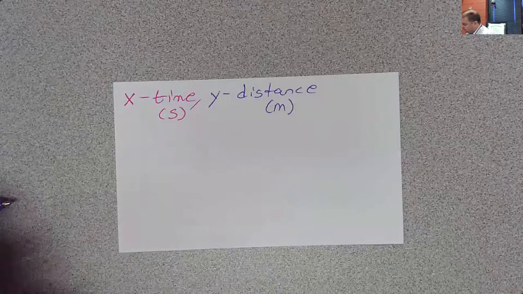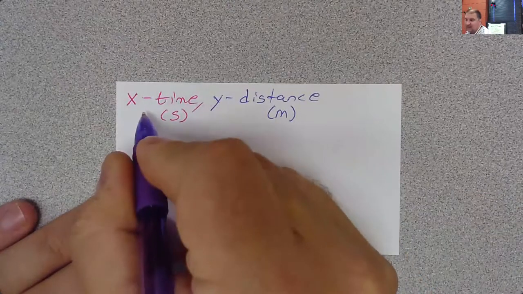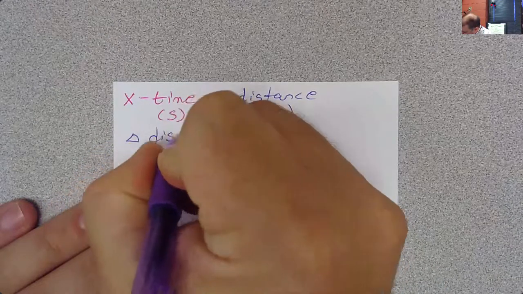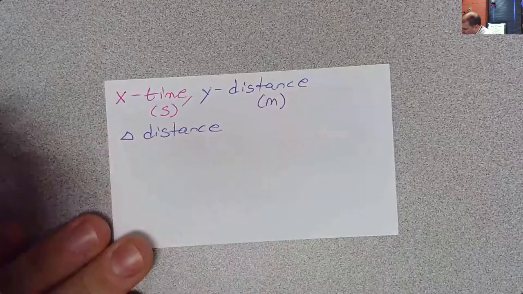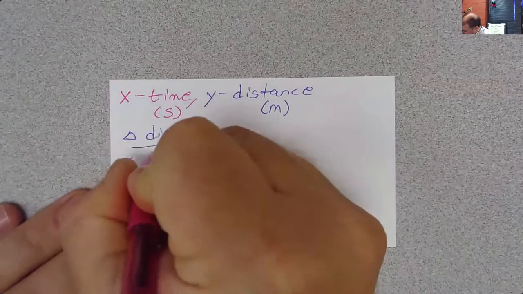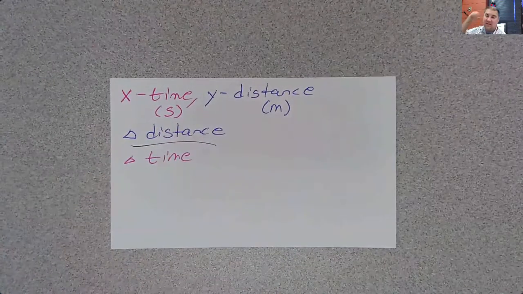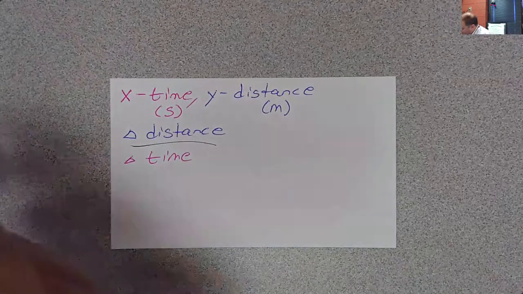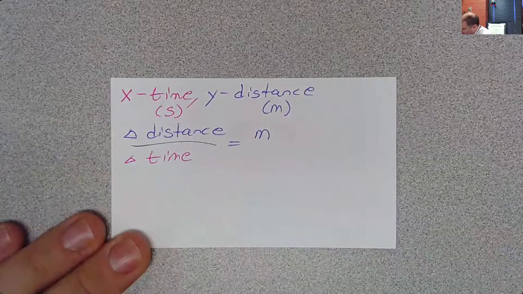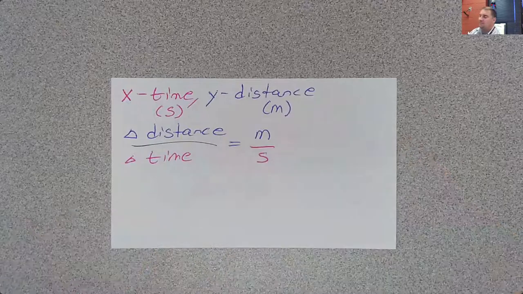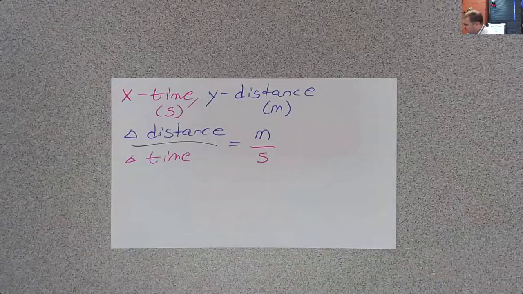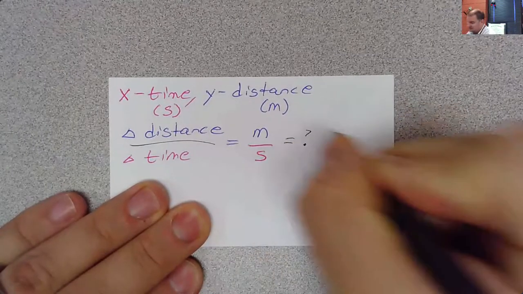So if you do a delta y over delta x, what you're really looking at is the change in distance over the change in time. And we're going to say specifically next week what this actually is, but our units here would end up being meters per second. Meters per second, okay? And we'll fill in what that is next week.